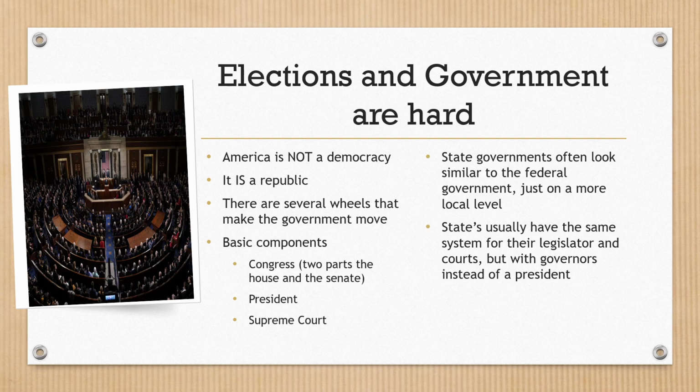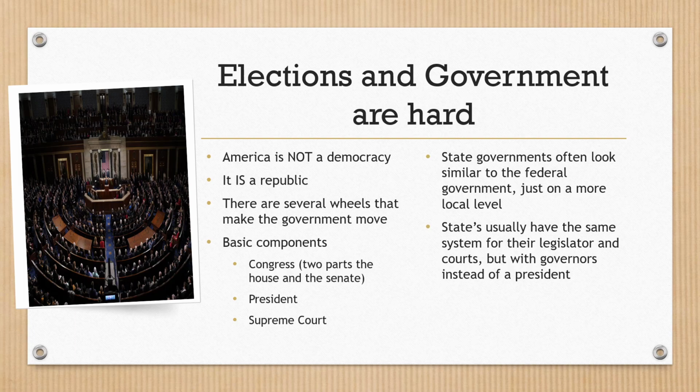Our government really operates in three components. You've got the Congress, and there are two parts to the Congress, and this is where people usually start to get confused. There's the House of Representatives, which has 400 plus members, and then there's the Senate, which has just over 100. And then there's obviously the President, and then there's the Supreme Court.